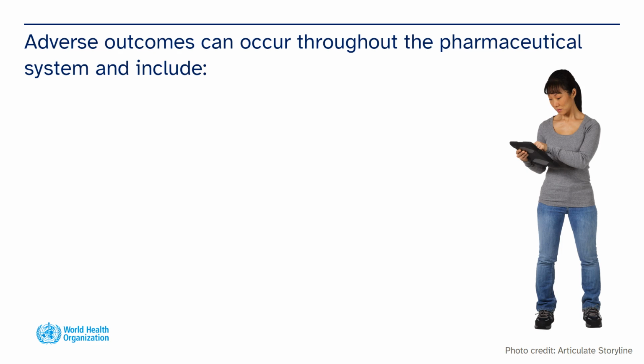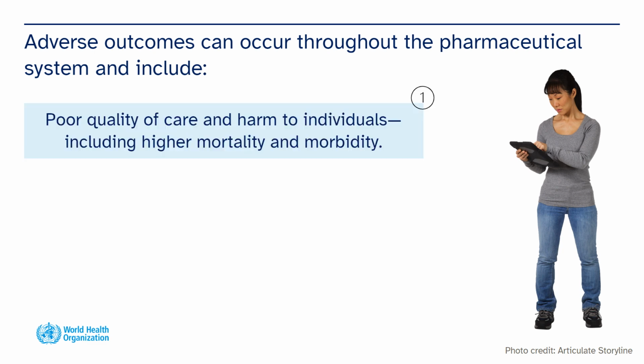Conflicts of interest, particularly those arising from financial or contractual relationships between committee members and private sector entities, affect decision-making and have an impact on public health. Adverse outcomes can occur throughout the pharmaceutical system and include poor quality of care and harm to individuals, including higher mortality and morbidity, due to a lack of access to safe, effective, and quality-assured medicines, or the inappropriate use of medicines. Inappropriate use can also accelerate the development of antimicrobial resistance.